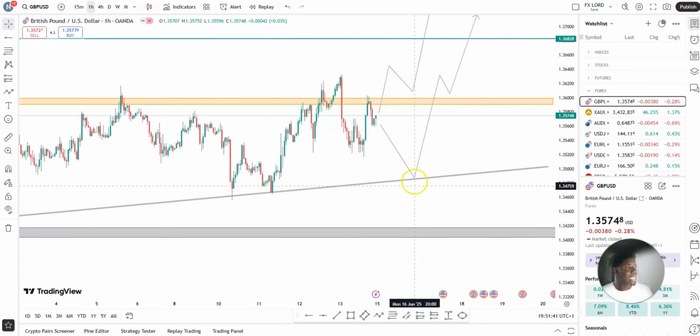So once I get a bounce off this trend line, I'm going to get into the market and I'm going to alert you all in the Telegram. I'm going to alert you guys with a trade signal.